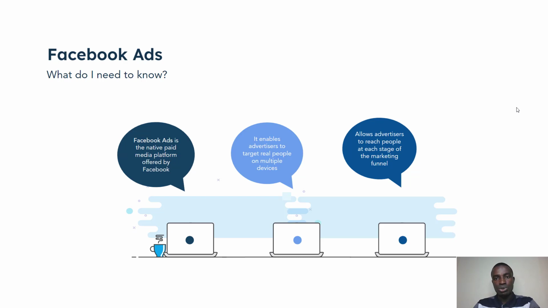So as people interact with the platform, as advertisers, we have the ability to target these people with the volume of data that is available on Facebook. Facebook has a way of capturing this data, which enables us as advertisers to target them when we are running our ads. So we are able to reach real people, depending on whatever stage they are in the funnel.